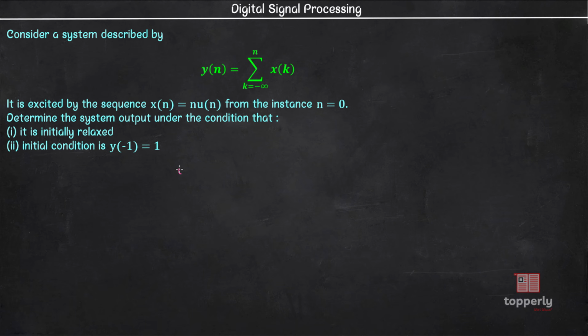So the output of the system is y of n equal to sigma k equal to minus infinity to n x of k, which equals sigma k equal to minus infinity to minus 1 x of k plus sigma k equal to 0 to n x of k. If you see, this first summation is equal to y of minus 1. Therefore, we have y of minus 1 plus sigma k equal to 0 to n x of k.